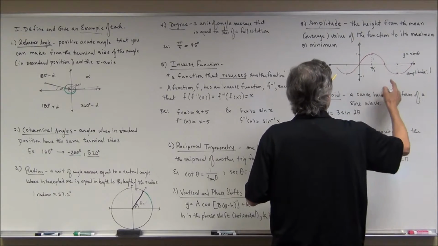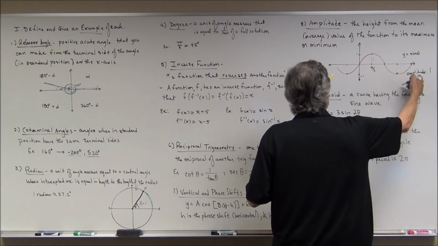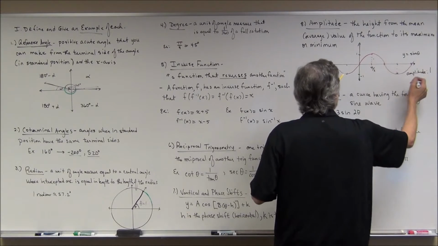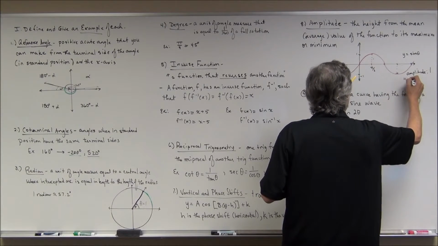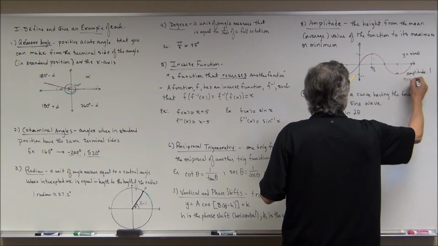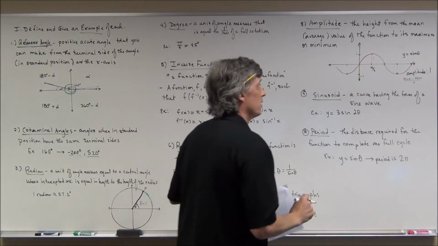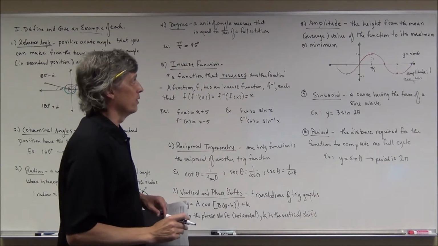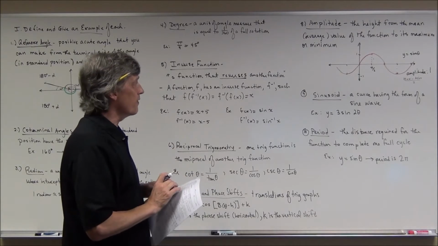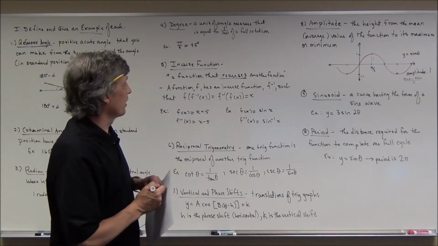So the amplitude for the sine wave is 1, because you would find it by taking the maximum value, subtract the minimum value, and divide by 2. That's the formula that you're going to need to remember. And only sine and cosine have amplitude. The other 4 trig functions do not.